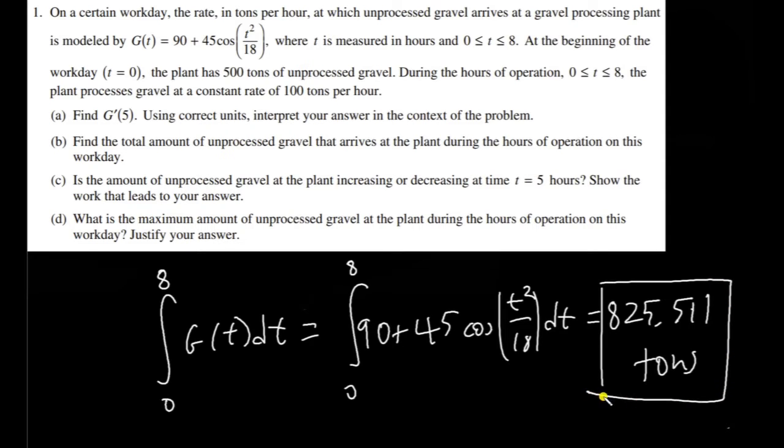And tons is pretty obvious, because they're asking us for the amount of gravel, and gravel is measured in tons. Since the rate is in tons per hour, the amount of gravel is tons. Sometimes you want to rely on your common sense over getting bogged down in the math. This was a 2-point question, 1 point for the integral, 1 point for the answer.